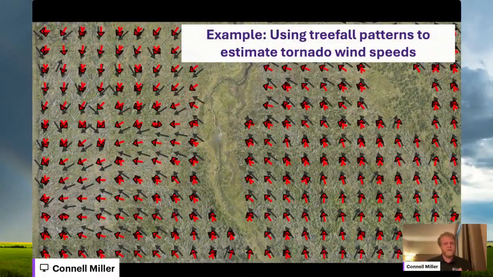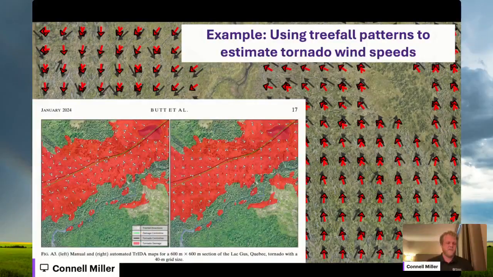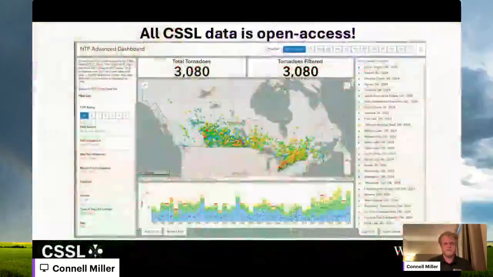We're also using tree fall patterns to estimate tornado wind speeds. Again, trying to take those patterns and use machine learning to automatically tag the different trees that have fallen in an area to get a sense of what the size and intensity of a tornado going through an area is. And again, we've published that in Artificial Intelligence for the Earth Systems, which is another AMS journal if you're interested in looking at that later.